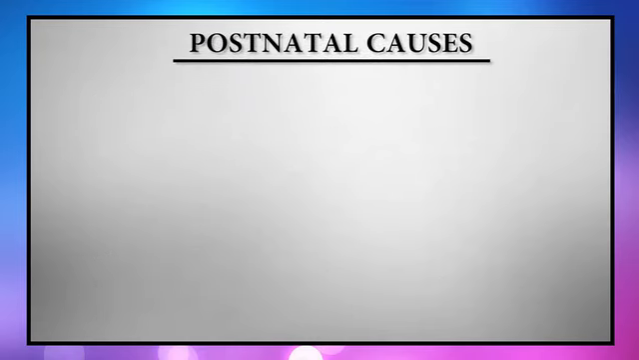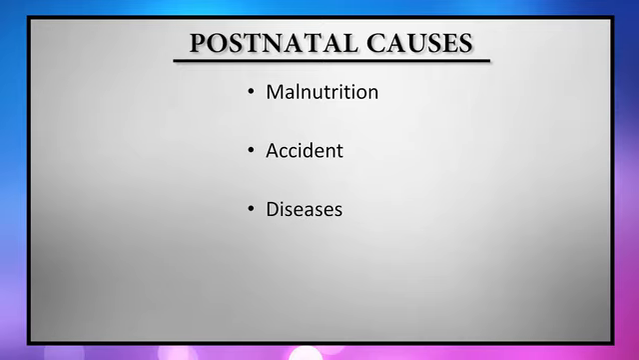The postnatal causes can be broadly divided into three, that is malnutrition of the child after birth, accident of the child which may affect the head, it may injure the head, it may be an accident in other organs, it may affect the bones of the child, and different diseases, viral diseases or high temperature, which may lead to some sort of disability, impairment and disability.